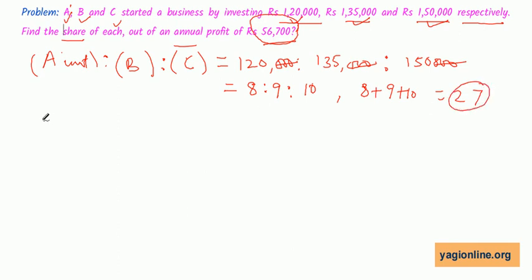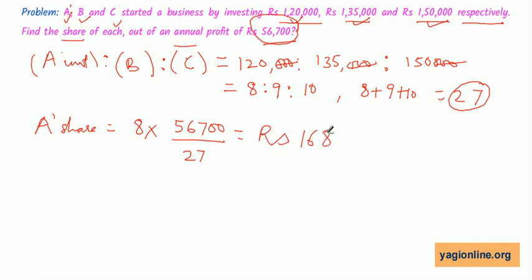Now what will be A's share? A's share will be equal to, in which ratio has it invested? 8. So 8 into, what is the total profit? Total profit is 56,700, and now we have divided this into how many units? 27 units. So this is 1 unit, and out of this, 8 units are to be given to A, and this comes out to be rupees 16,800.